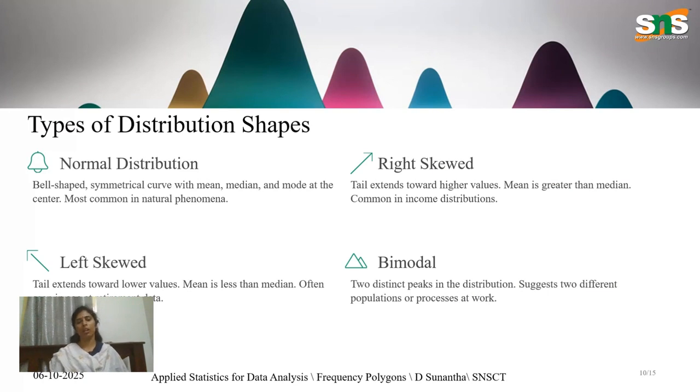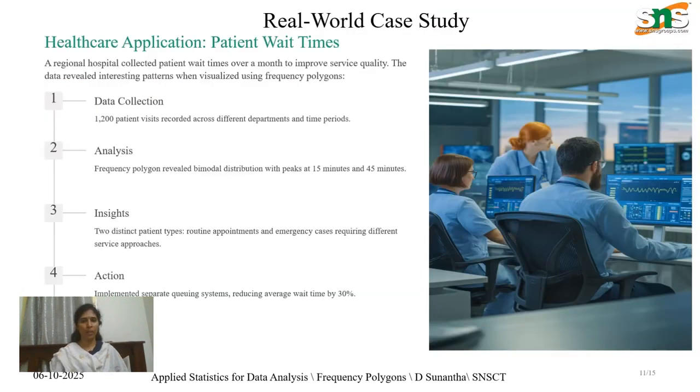Next, types of distribution shapes. As we have seen in the histogram itself, the curves will be a normal distribution since they are bell shaped. And in this, it may be either right skewed or left skewed. That is, the data will be crowded on the right side or on the left side, that is, maximum values. Next is bimodal, with two distinct peaks in the distribution. That is, two different populations are processed at the work.